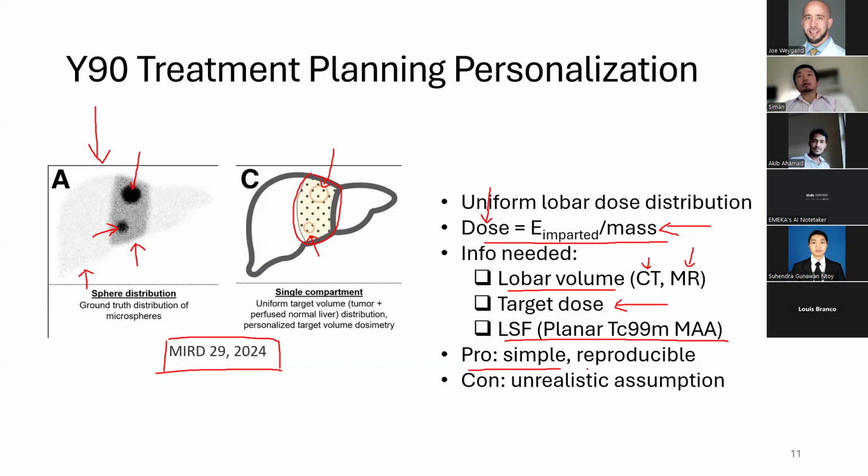The strength of this model is that it's very simple, very reproducible. The weakness is that it's an unrealistic assumption that the microspheres are uniformly distributed in this perfused volume. And this model is actually the standard of care for SIR-Spheres, that is, the glass microspheres. The package insert, or the vendor, uses this model to calculate how much activity you need to inject.